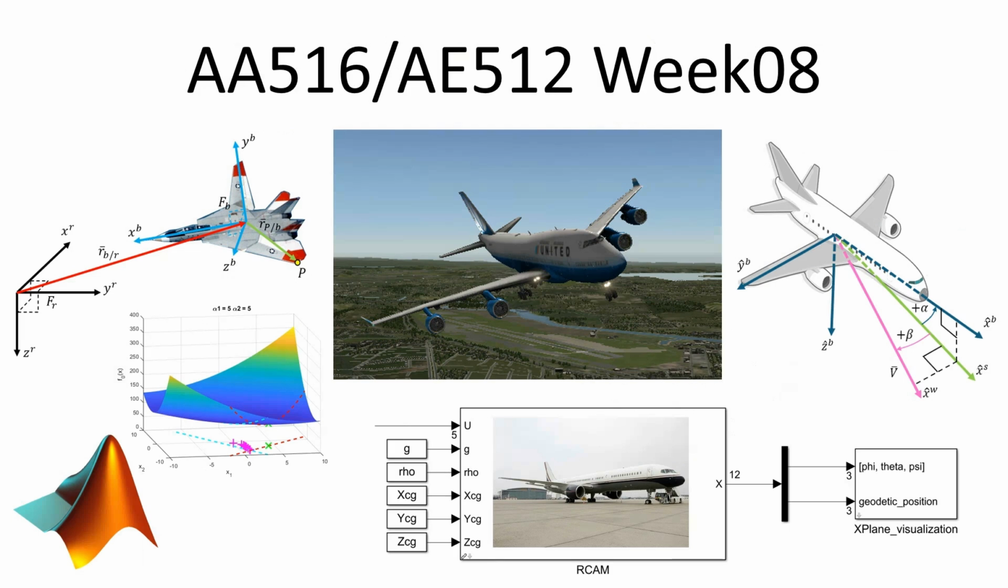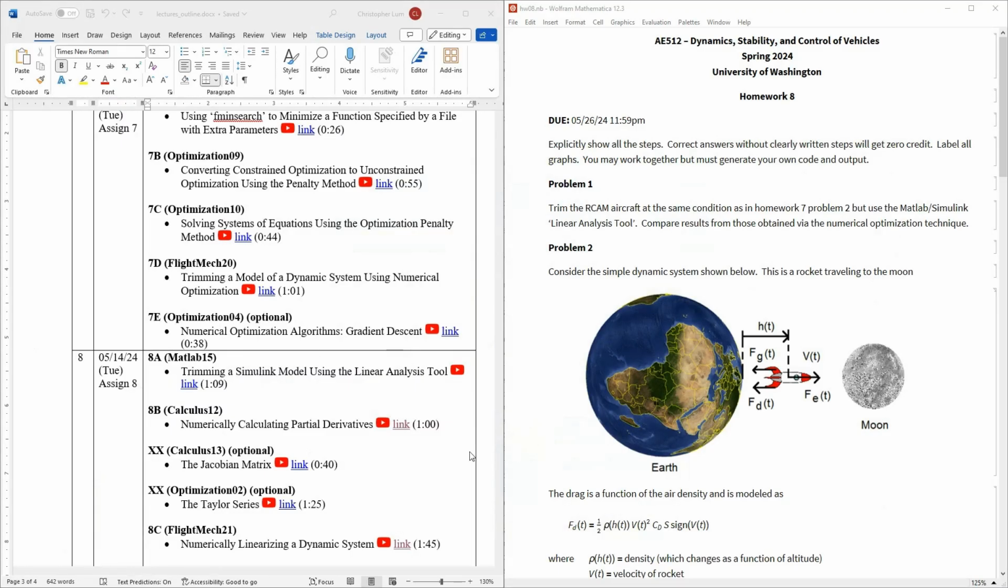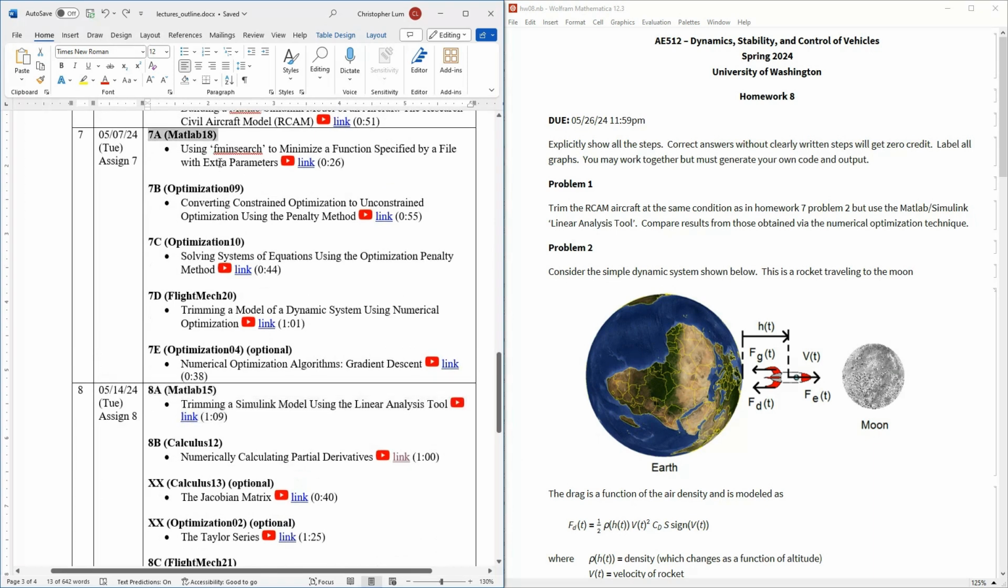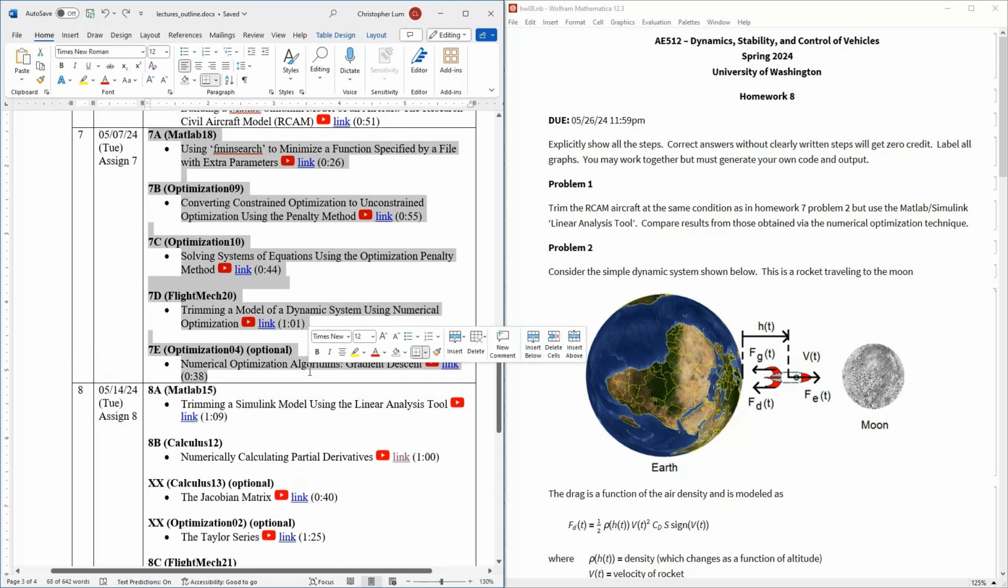So today we are on to week 8 of our flight mechanics class. Let's go ahead and take a look at the roadmap of where we are headed. The first part of week 8 is actually a continuation of our week 7 discussion. Just remember, last week in week 7 we looked at developing a system to trim our aircraft at a specific operating condition, right? We wrote our own code, effectively our own numerical optimization routine that did the trimming for us.